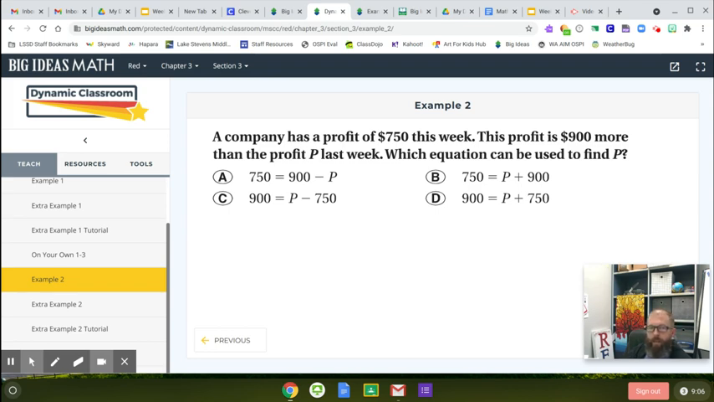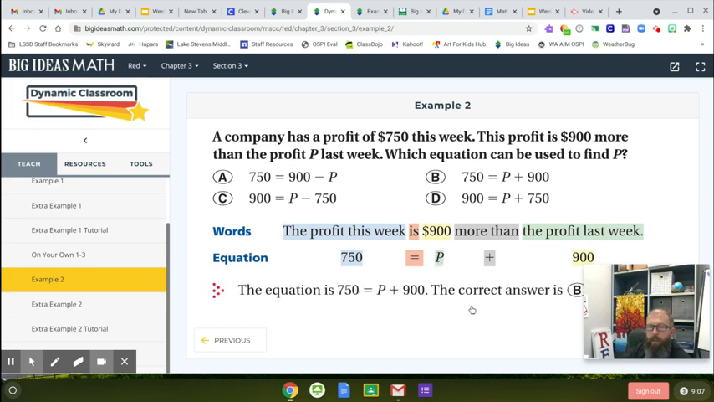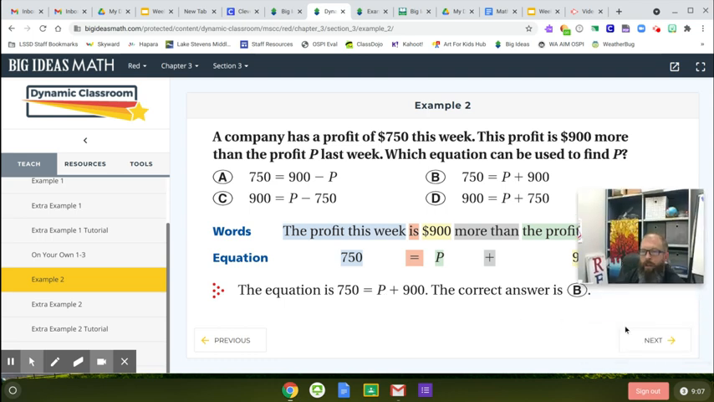So we've got some options here. And what is our process? So in words, the profit this week is 900 more than the profit last week. So "more than" is a hint, right? The equation would be this week's profit right here, 750, is a hint as well. That's your equal sign. 900 more, so we have plus 900, and we want to know what this is. Okay, so our equation would be 750 equals P plus 900.